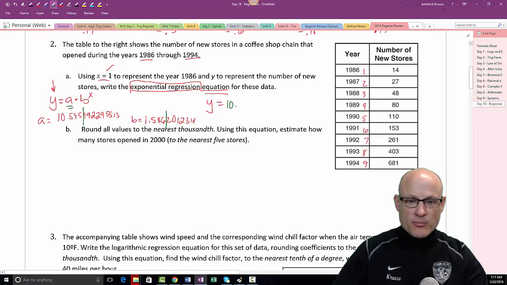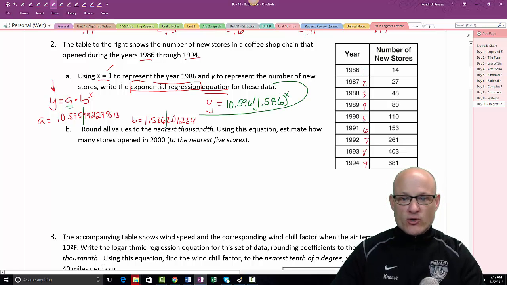So the equation is A, 10.596, and I like to put B in parentheses, 1.586 to the x. So there's my equation. Notice it's got a y equals. It's rounded properly. There it is.